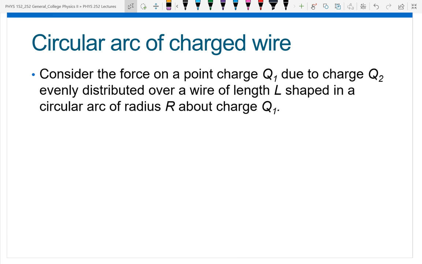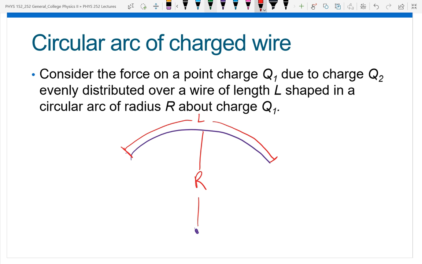My first case, a circular arc of charged wire. Not a complete circle. If I had a complete circle and I wanted to know the force at the center of that circle, what would the answer be? It'd be 0. That's why it's not a complete circle. So what I'm going to do is have a circular arc. So there's my best rendition of a circular arc. And here's the center of that circle. And so I have a radius r. And this wire is a length L. And it holds a total charge of Q.